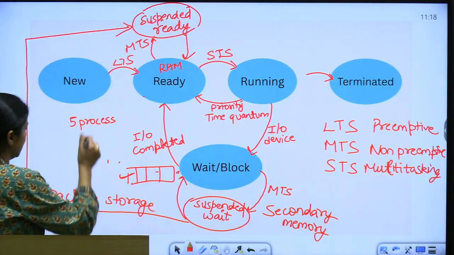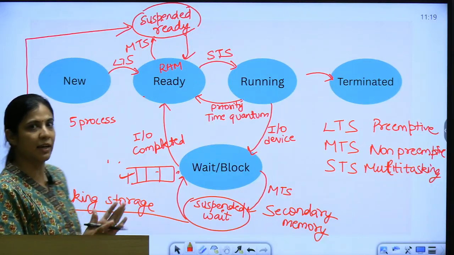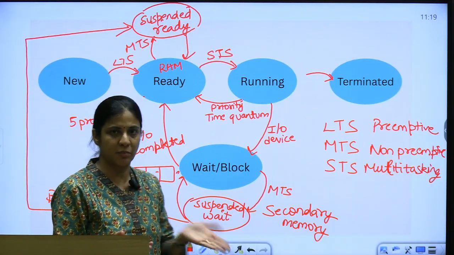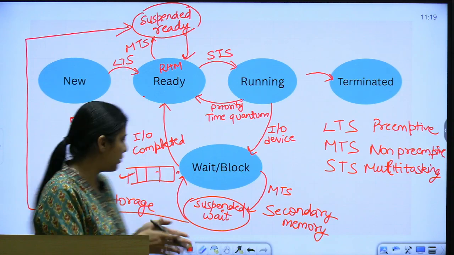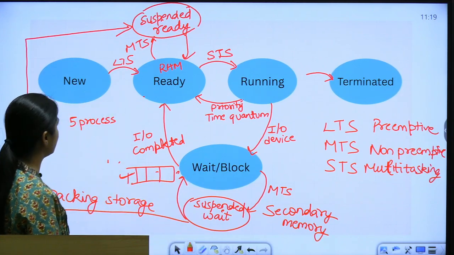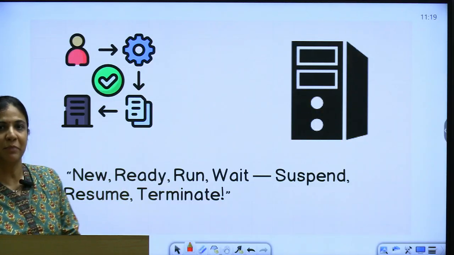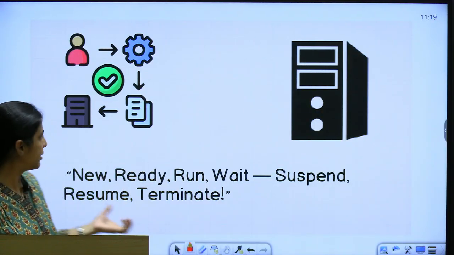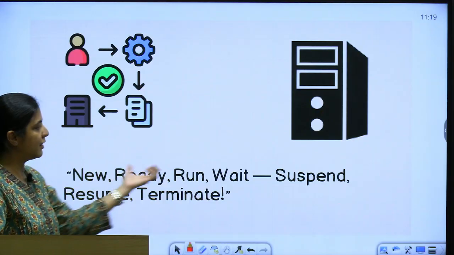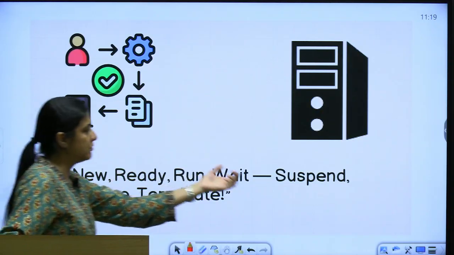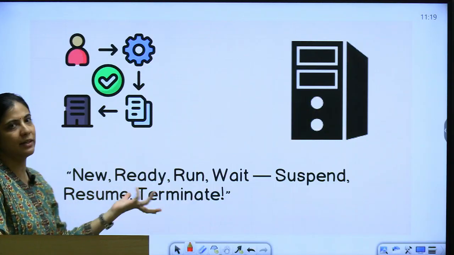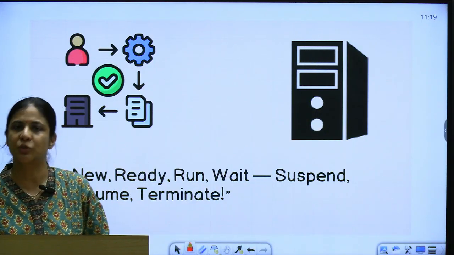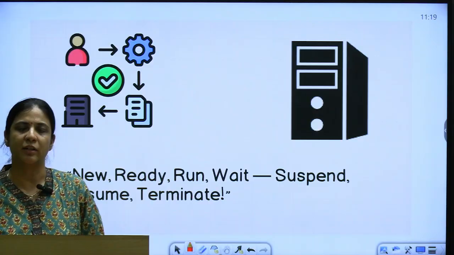So here, these are the process states which can help you in your examination, because previous was the analogy with diagrammatic representation. To remember this, I have put a tagline: new, ready, run, wait, and suspend, resume, and terminate. This can be a punchline which you can learn to put down in your examination.